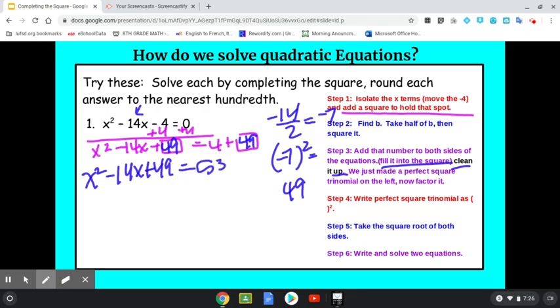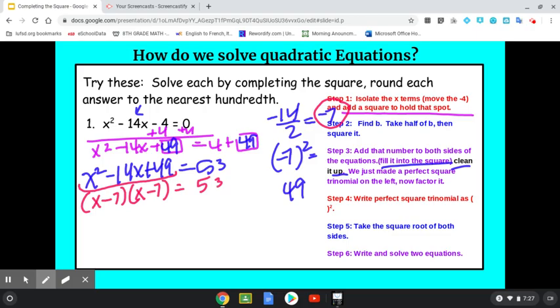Now we just made a perfect square trinomial on the left-hand side, which just means we can factor it. So I want you guys to pause the video and factor it. Now, did you notice that the magic number we halved over there, negative 7, was part of our factors? We got x minus 7 times x minus 7, and that's the beauty of completing the square: we're always going to get that number in our factors. That's the purpose of it.